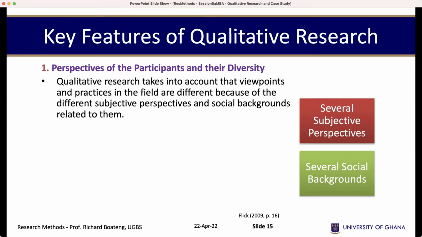So we'll come to that, but that is what we are talking about here right now. Qualitative research takes into account viewpoints and patterns from the field that are different because of the different subjective perspectives and social backgrounds related to them. Because you are talking about something which has subjectivity in it, you have to talk to multiple people at multiple times. So we draw data from different people, from different social backgrounds, from different perspectives, so that we can build a rich picture. That can help reduce the bias. For example, that scholar talked to only some specific people, and they gave their understanding about what a fruit is.